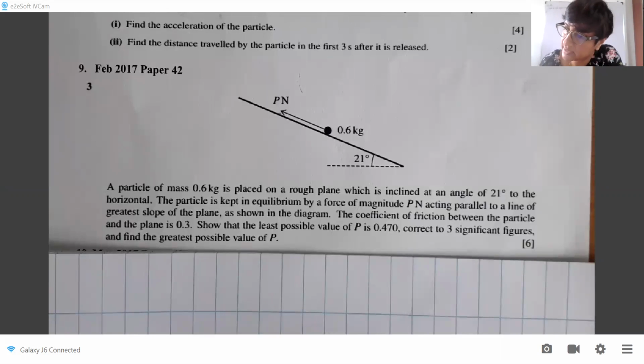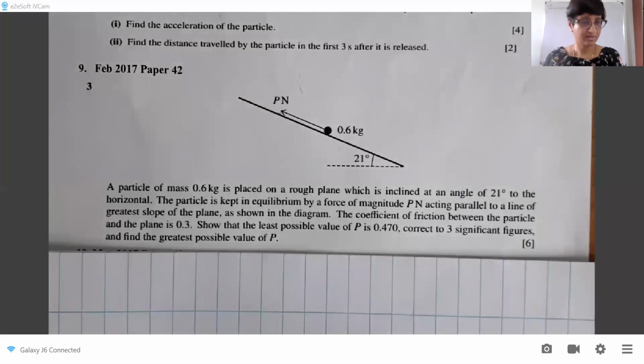Okay, let's read this. The particle is kept in equilibrium by a force of P acting parallel to the line of greatest slope of the plane, as shown in the diagram. The coefficient of friction, yeah. Mihil got it too. Okay, Umalya, you haven't gotten. Umalya got it. Okay, now.